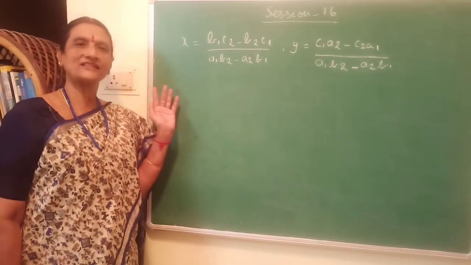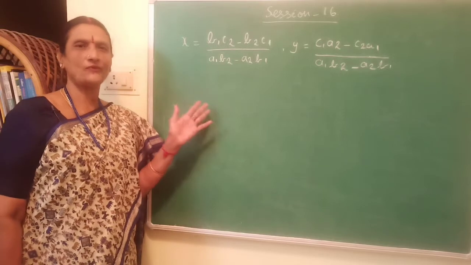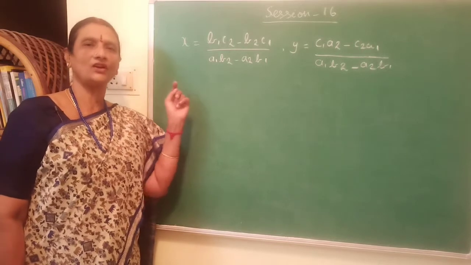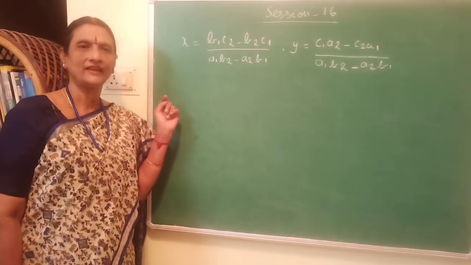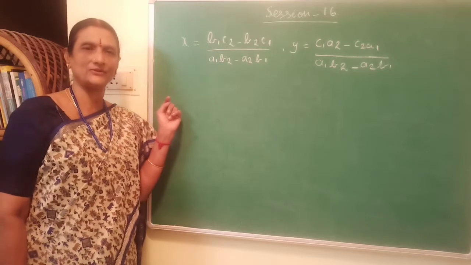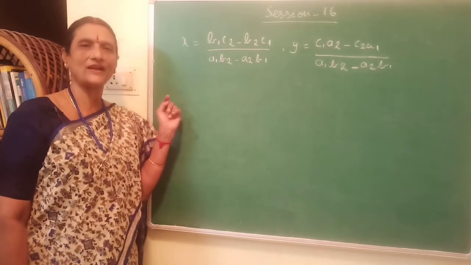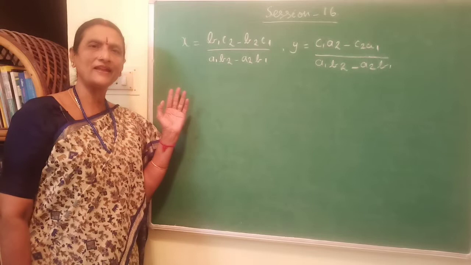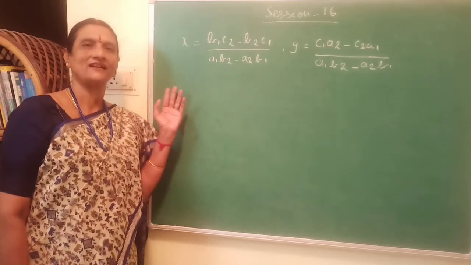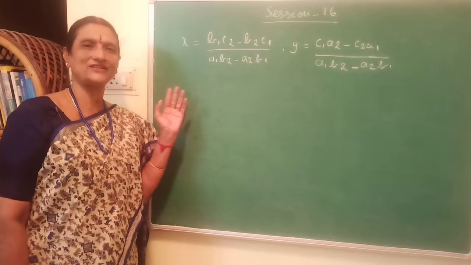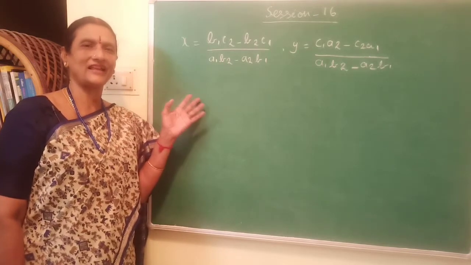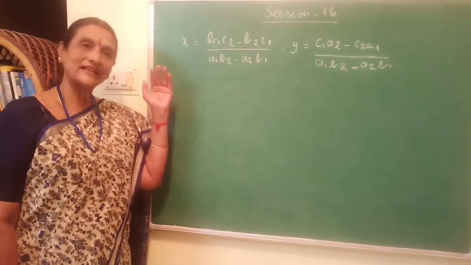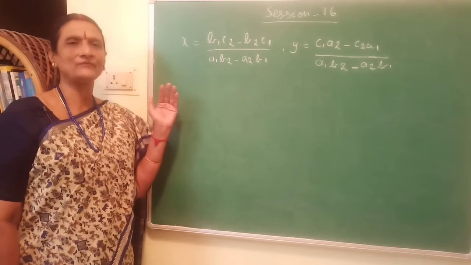In the last session we derived two formulae for finding the value of x and y. Originally we got the equations in the standard form a1x plus b1y plus c1 equal to 0 and a2x plus b2y plus c2 is equal to 0. By the elimination method, we balanced the equations and solved for x and y. We got it like this. Now, once again, I'll bring back to your memory how we got it.